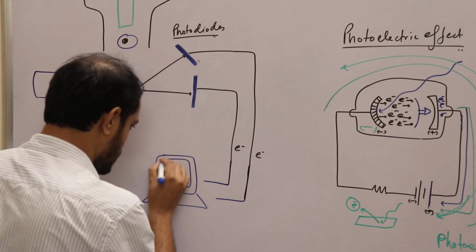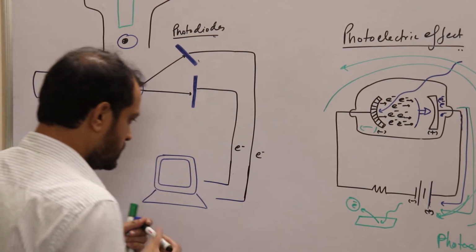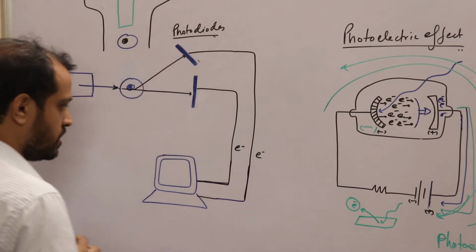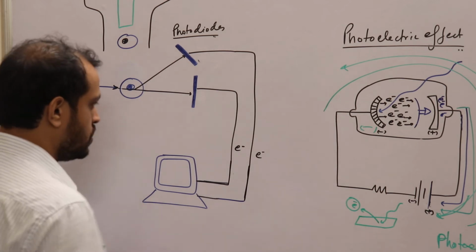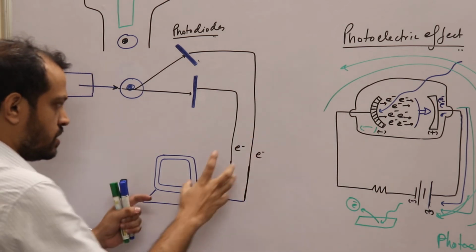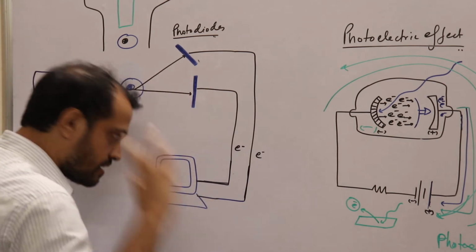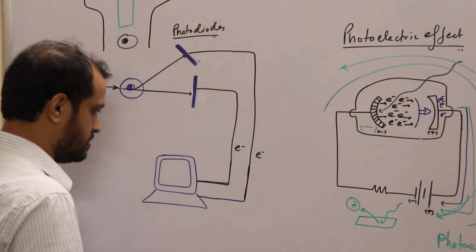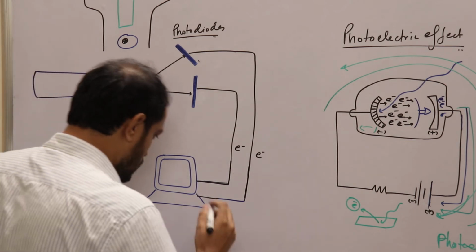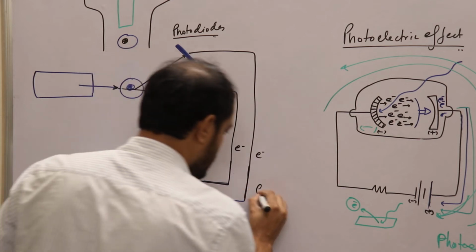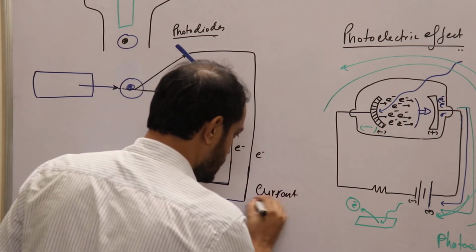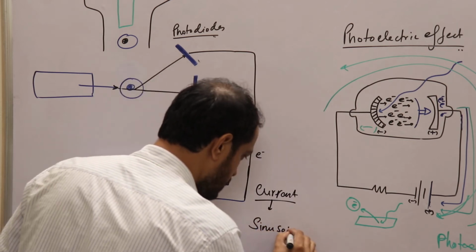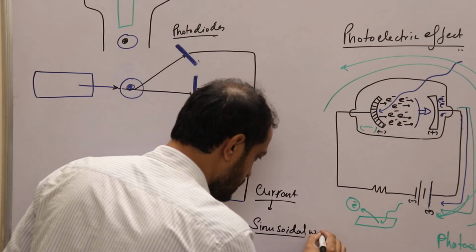Now listen with all your attention. This wire is actually connected to a computer. You should understand this basic concept right now. When these electrons are coming, this current is detected by the computer because of some circuit. What you are getting is a current, right? That means you are getting a sinusoidal wave.